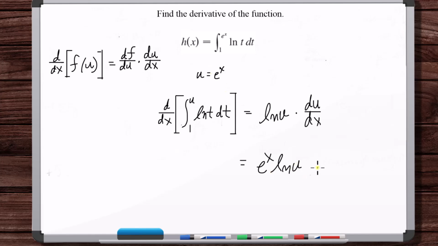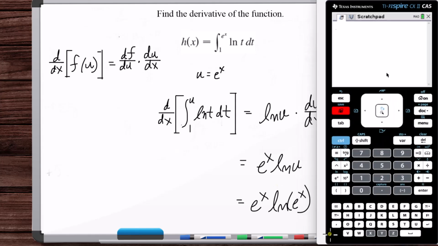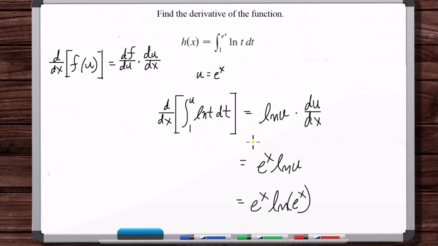Now, what is u? u is e to the x. So e to the x natural log of e to the x. Now what is natural log of e to the x? That should be x, I believe. Yeah. So x e to the x. So there we go. h prime of x is equal to x e to the x.